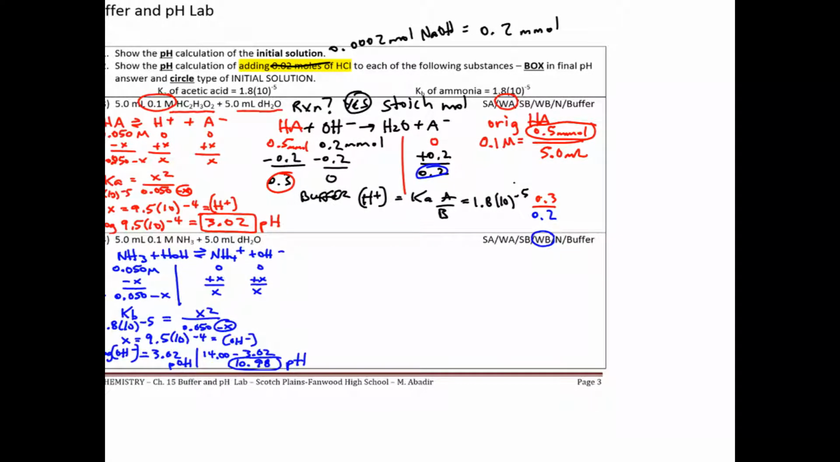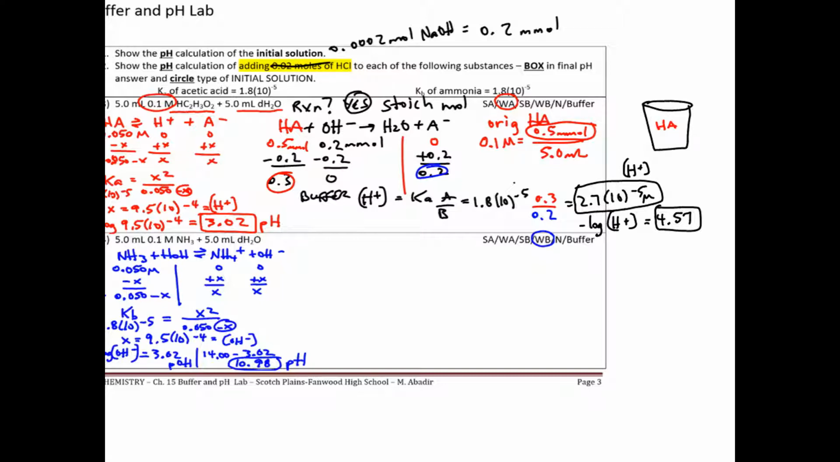So when I get this answer, it's going to be 2.7 times 10 to the minus fifth. That's equal to the molarity of the H plus. So now I need to take the negative log of H plus, and that's going to give me 4.57, which makes sense because this is an acidic buffer. And if you take a look at your beaker now at the end, after you've added the NaOH to the acetic acid, you have still some acetic acid left, and you have a bunch of acetate or conjugate base left.